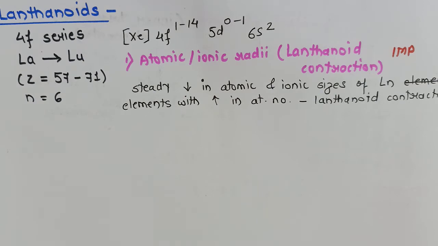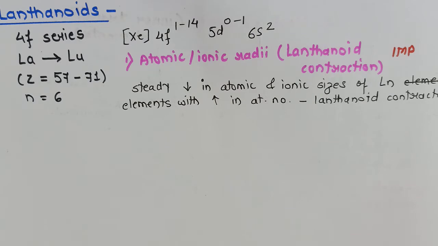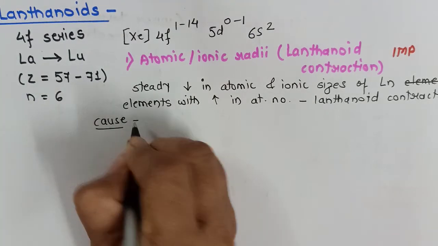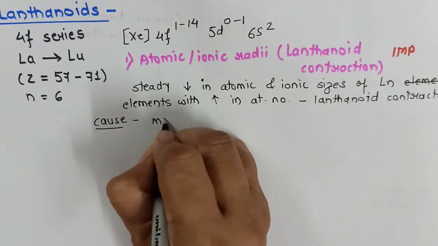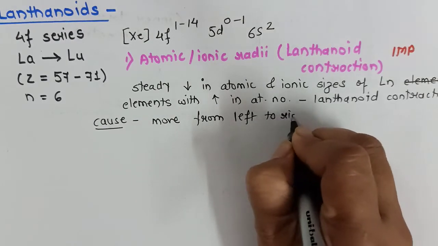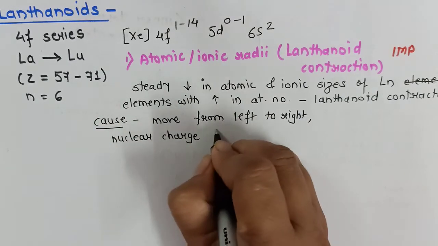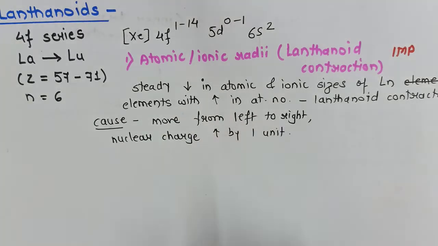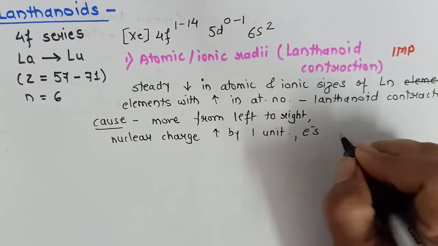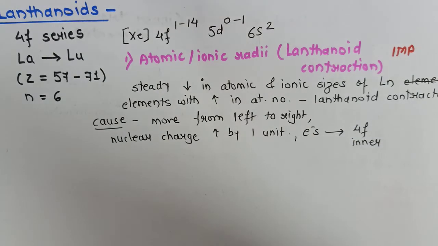So what is lanthanoid contraction? Steady decrease in atomic and ionic sizes of lanthanoid elements with increase in atomic number, that is what we call lanthanoid contraction. We will study the cause of this lanthanoid contraction. Now as we move from left to right, what will happen? The nuclear charge will increase by 1 unit. But we have to pay attention to the electrons added. The electrons are added in the same inner 4f subshell, and therefore that will have an impact on the size of atomic and ionic radii.